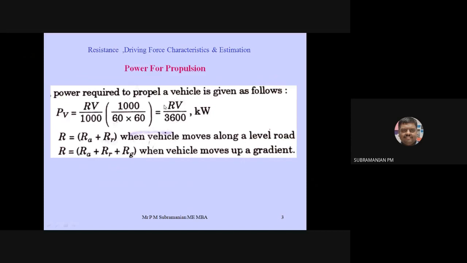R stands for total resistance. I will decide what the road characteristics are, that is, what resistance is going to come on the road. And the second one is the vehicle speed, that is, at what speed I have to go. Now I will explain how this 3600 came.